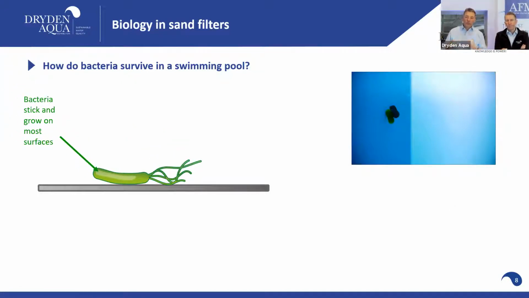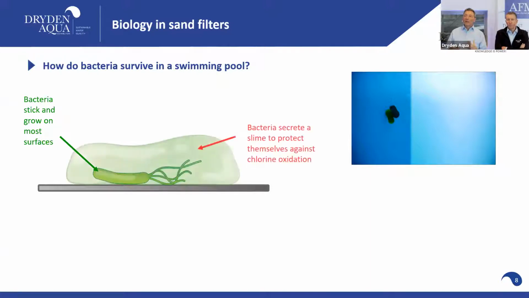I go back and will attach to this surface. And the moment it attaches to this surface, it will secrete a slime, a mucus, to protect them against chlorine oxidation or any other oxidation. They want to survive like we want to survive. That's their mechanism to survive.